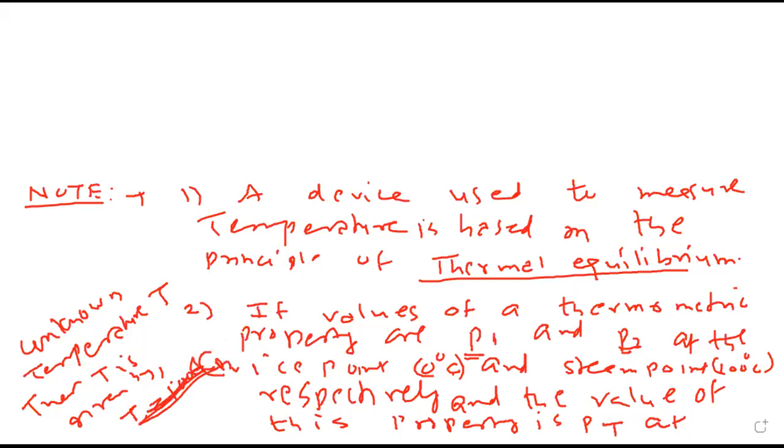Write this much first. If values of thermometric property are P1 and P2 at ice point and steam point respectively, and value of this property is Pt at unknown temperature T, then T is given by. Just write only this much, then I'm explaining how T is given by.